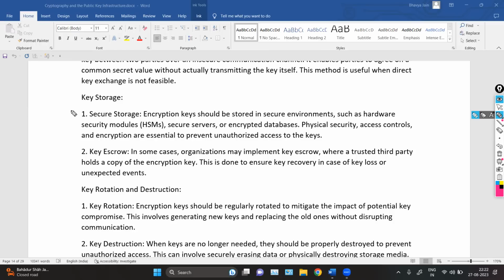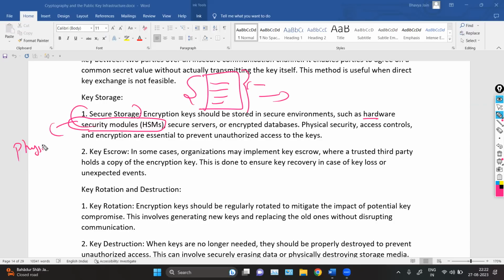This is obvious: if we have a storage where all the keys are stored, and if this location or server is not secure, then anyone can fetch the secret keys. So there's no use of even applying the encryption. That is why first we need to store the keys securely. For that we will use hardware security modules. This is very important for the examination, and it is a part of physical security that we will discuss in detail later, including how it basically works.